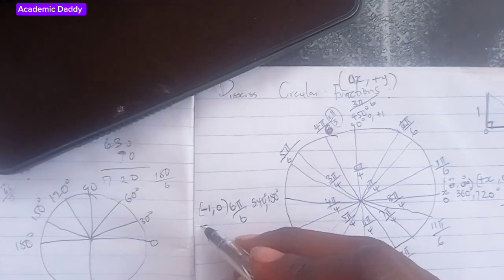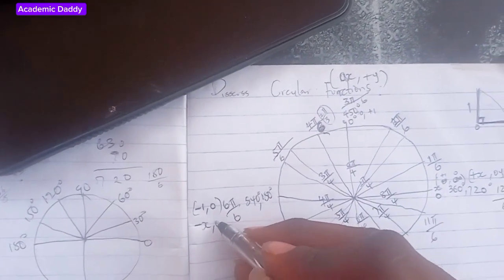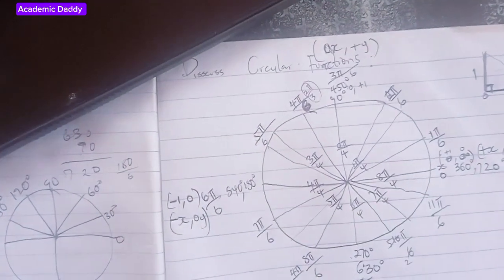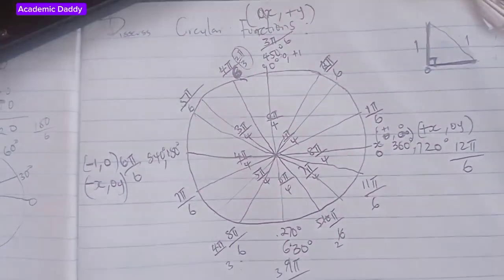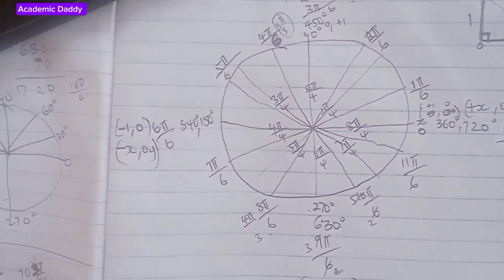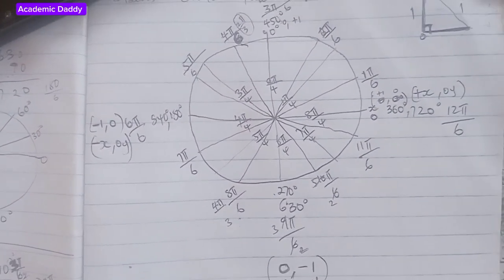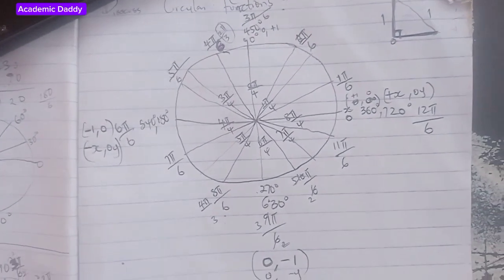So I'm trying to show you how they do all those things. Minus x, 0y. So all those things you normally see online, or maybe your textbook is looking confusing. This is how they go about it. Then when they finish this, they will start getting the trig ratios.